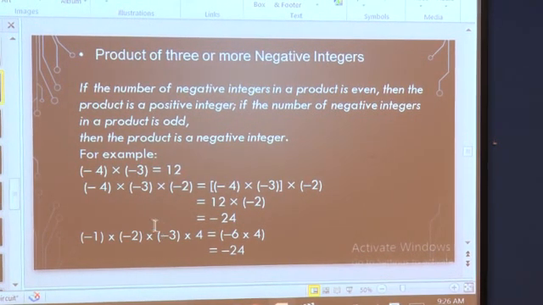Here we have to multiply. 2 1s are 2 and 2 multiplied by 3 is 6. Here it is odd times, 1, 2 and 3. So it is -6 into 4. So 6 4s are 24. Here it is -6, so it is -24.